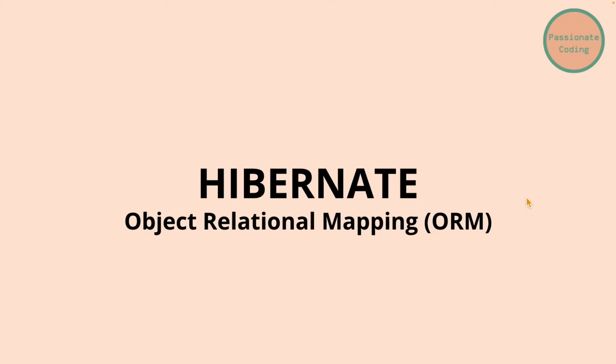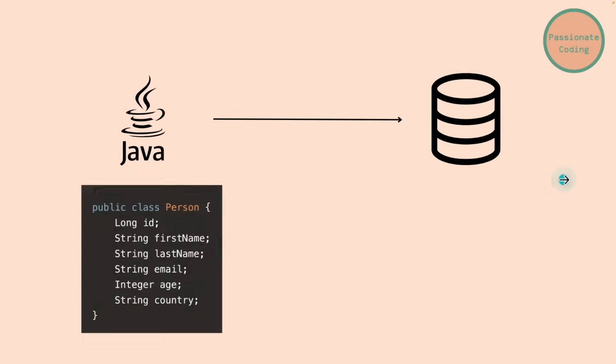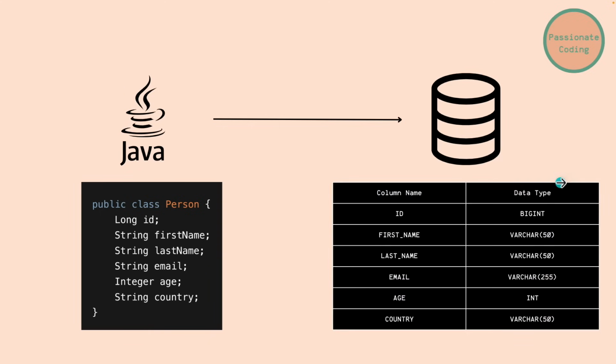Now, Hibernate is a so-called object relational mapping framework. But what does that mean? If we think about a very simple system that only consists of some sort of Java backend and a relational database, we can see that while on the Java side we could represent a person entity by something like this, it could look on the database side something like this.